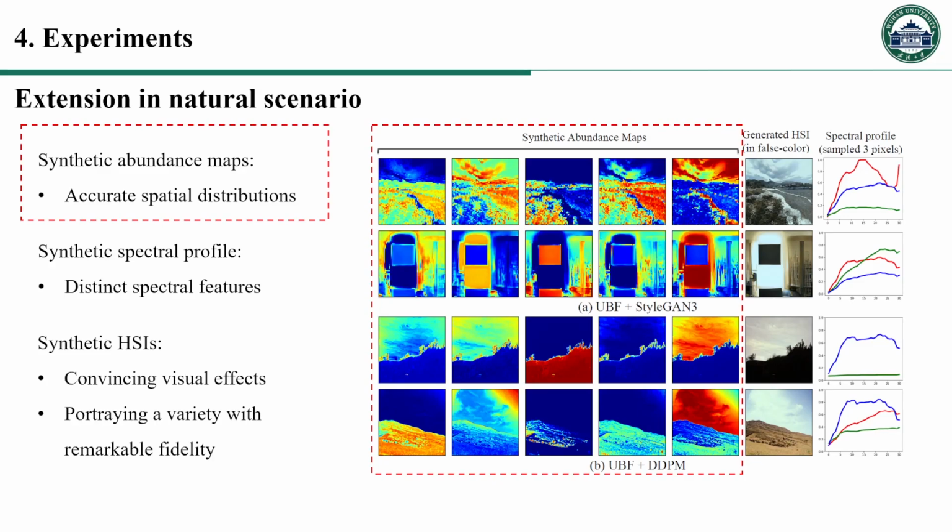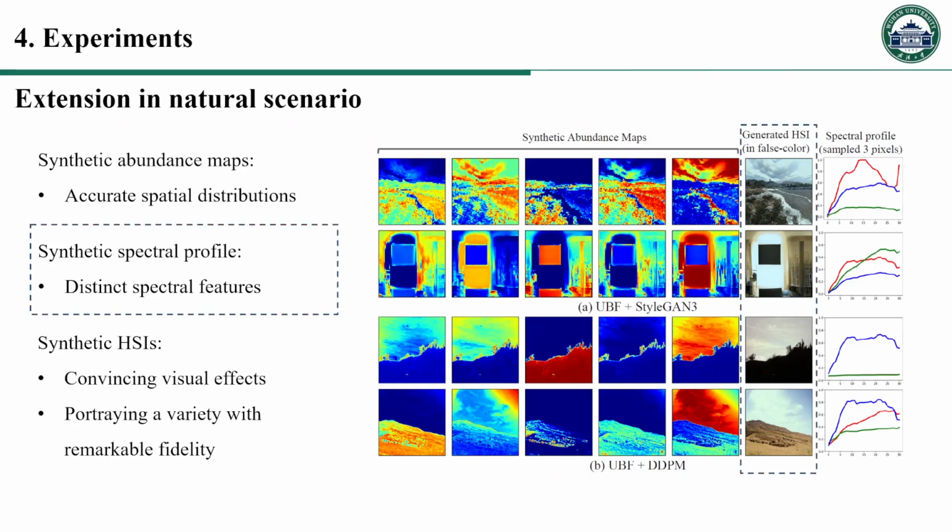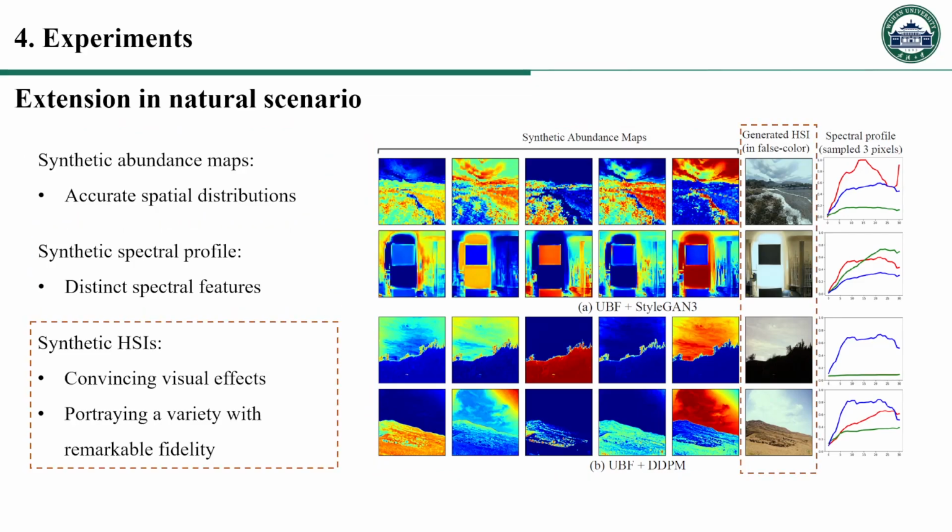In an endeavor to broaden the application of our proposed HSI synthesis paradigm, we ventured beyond traditional remote sensing scenarios and incorporated natural scenes into our experiments. The method yields abundance maps that accurately reflect actual spatial distributions and exhibit distinct spectral features. The synthetic HSIs demonstrate convincing visual effects, portraying a variety of natural scenes with remarkable fidelity.